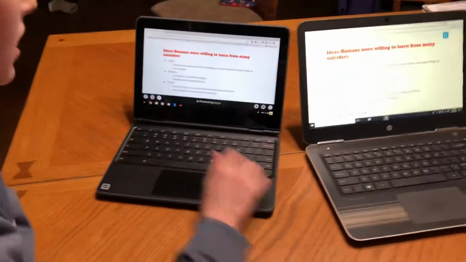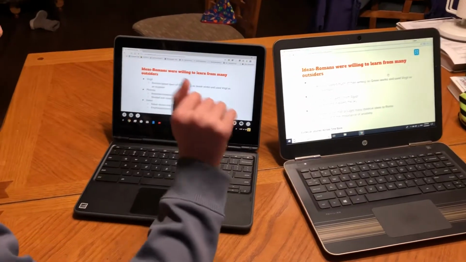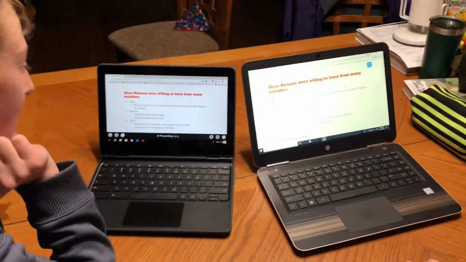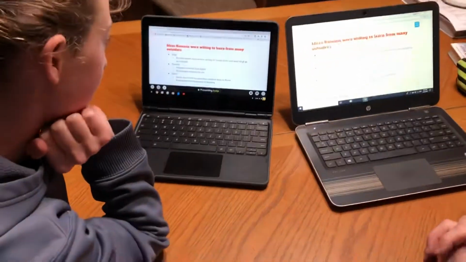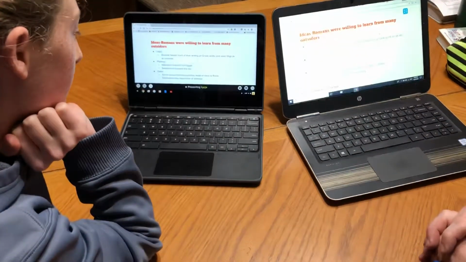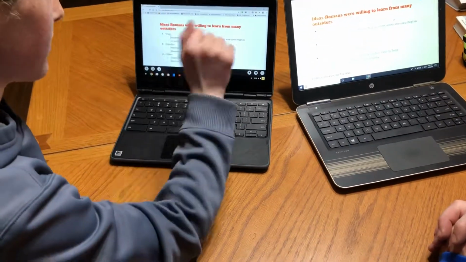Here are some ideas. Romans were willing to learn from many outsiders. Virgil was a Roman who based much of his writing on Greek works, used Virgil as an example. Here is Ptolemy, I think it's Ptolemy, an important scientist from Egypt who studied and mapped the sky. Here's Galen. He's a Greek doctor who brought medical ideas to Rome. He emphasized the importance of anatomy.